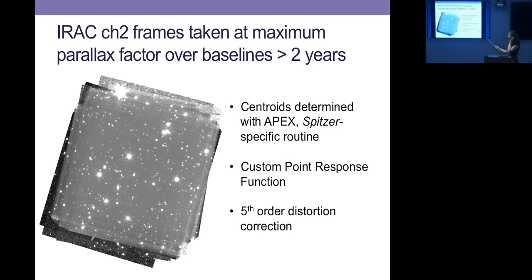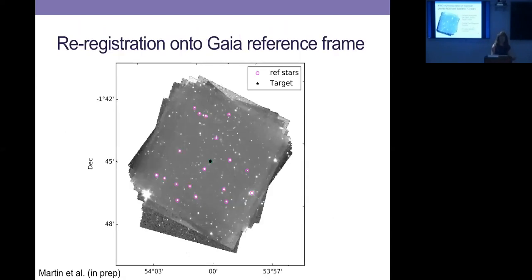And then after we've applied this correction for the point response function, we also use the Spitzer 5th order distortion correction, which accounts for the fact that there's optical distortion on the field of view of the detector. So once we have our centroids, then we want to re-register everything onto a common reference frame.